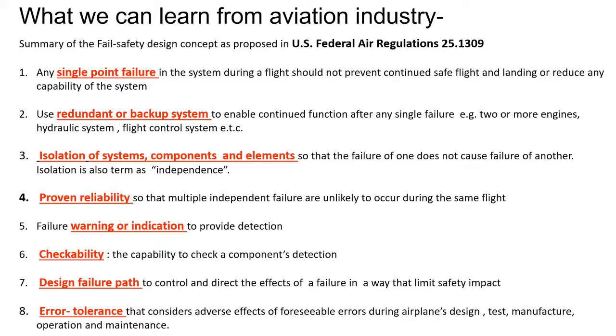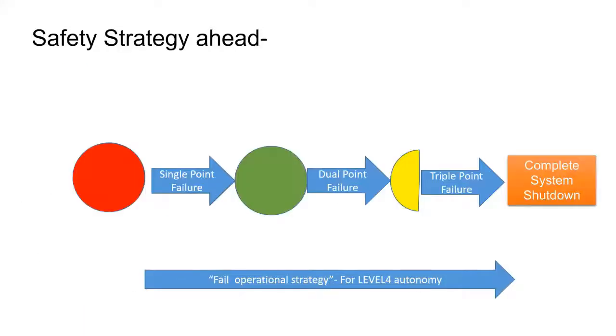Error tolerance, that considers adverse effects of foreseeable errors during design and test. So we need to have a lot of tolerance in our error conditions. We need to make sure that our designs are robust and we have a good margin, even in our error and failure tolerance condition, when we design each part of the system.